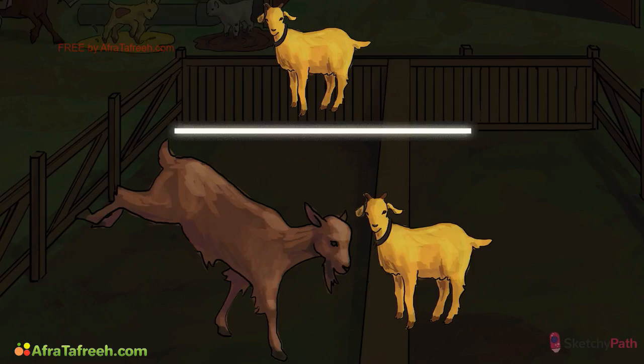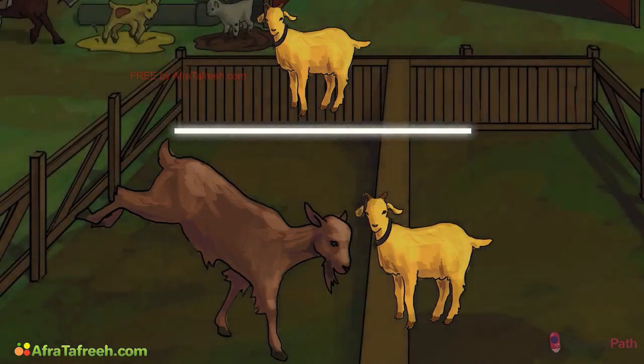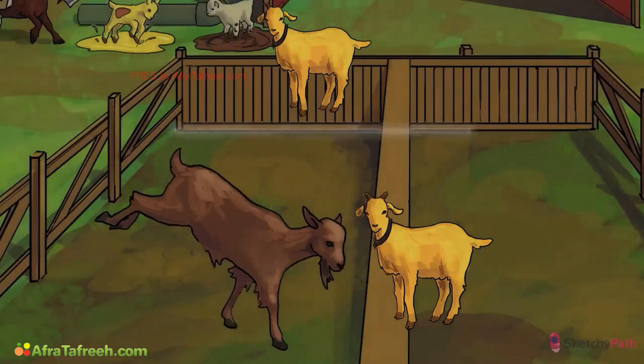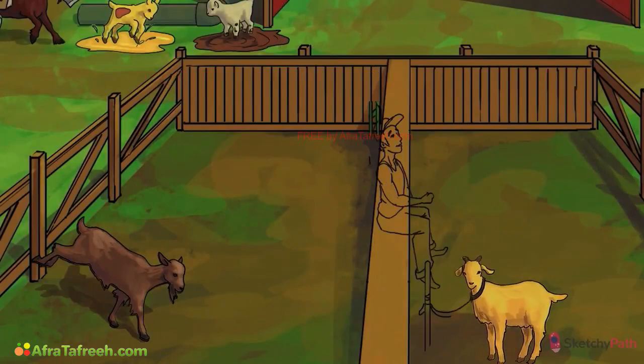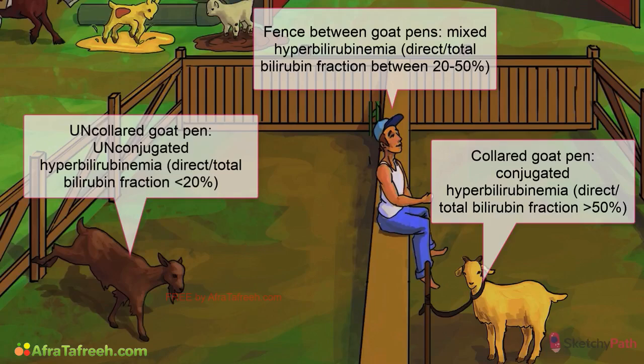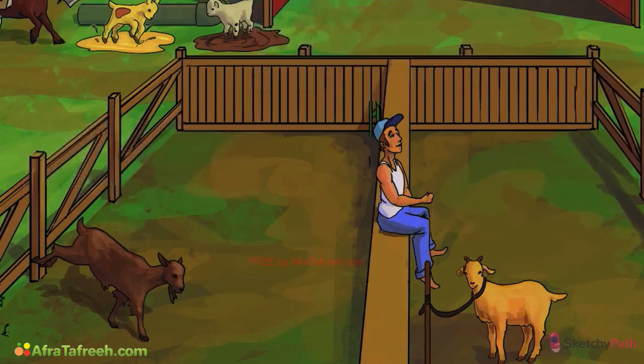When there's an abnormally high amount of bilirubin in the blood, it's called hyperbilirubinemia. There can be lots of conjugated, which we'll show on the right side of the fence, lots of unconjugated, which will be on the left side of the fence, and lots of both, which you may have guessed will be right on the fence. These three groups are separated by their direct bilirubin fraction. Unconjugated hyperbilirubinemia with a low direct bilirubin fraction, usually under 20%, conjugated hyperbilirubinemia with a high direct bilirubin fraction, which means somewhere over 50%, and then there's mixed hyperbilirubinemia in that gray area between 20 and 50% direct bilirubin.